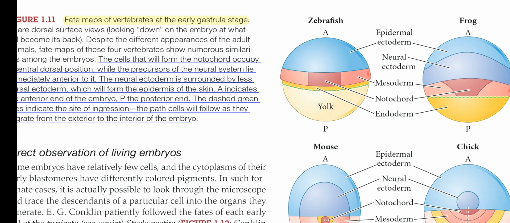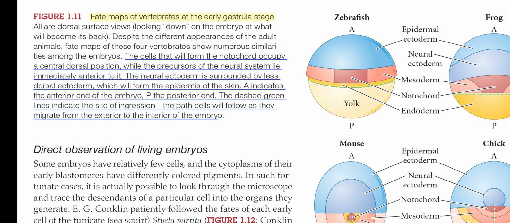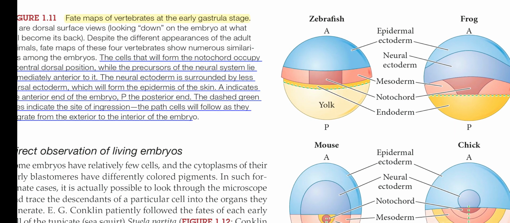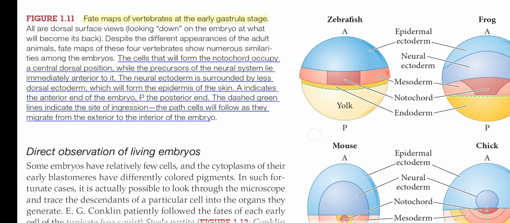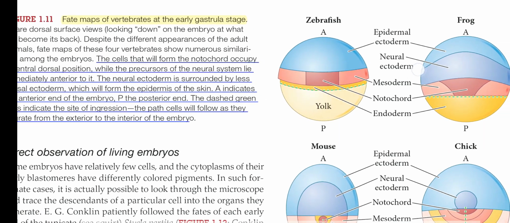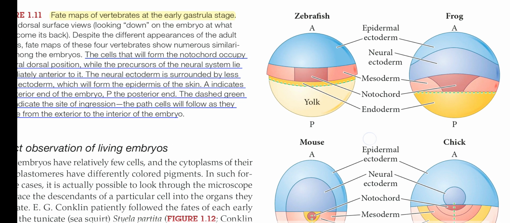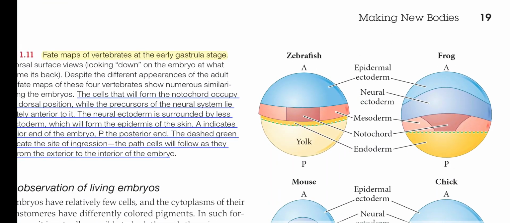This is the fate map of a vertebrate at the early gastrula stage. Here it is shown that the cells that will form the notochord occupy the central dorsal position. In the center, the neural ectoderm is surrounded by a less dorsal ectoderm, which will form the epidermis of the skin. A indicates the anterior end of the embryo, and P the posterior end. So different fates are being shown here.